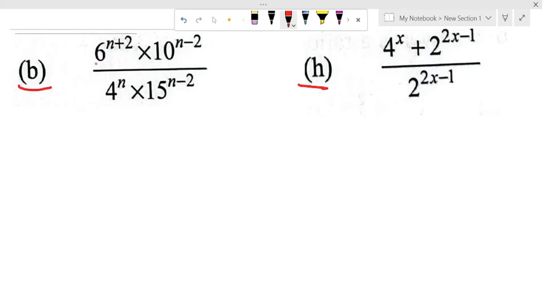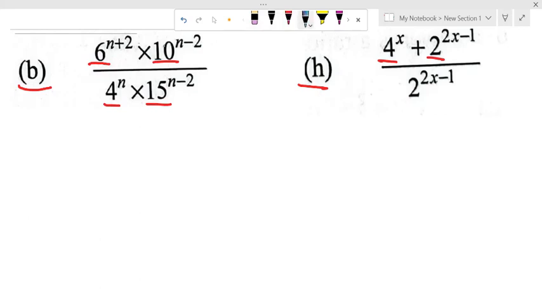What's so special about exponents is that when we deal with exponents, we deal with something called a prime base. Now, if you check, 6 is not a prime number. 10 is not a prime number. 4 is not a prime number. 15 is not a prime number, meaning that we'll have to change them. Now, if we check on number H, 4 is not a prime number, but 2 is a prime number.